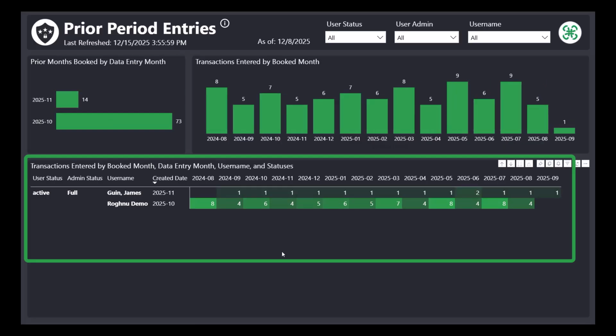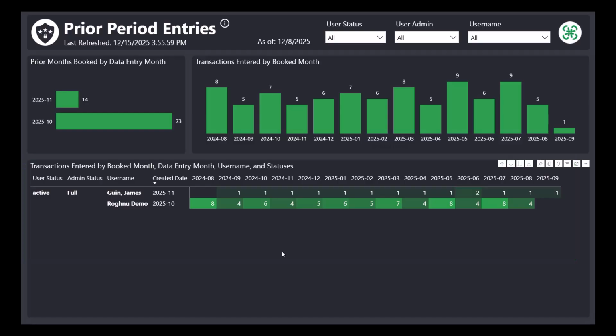And then down below, we have more granular detail where the same figures above are broken out by username, admin status, and user status. And so here we can see that Roghnu demo has entered a lot of transactions in prior periods, especially compared to James. So this is something that may need to be investigated, looked into. And so what this dashboard does is it enables your analytics team to monitor when and by whom prior period transactions are being booked.